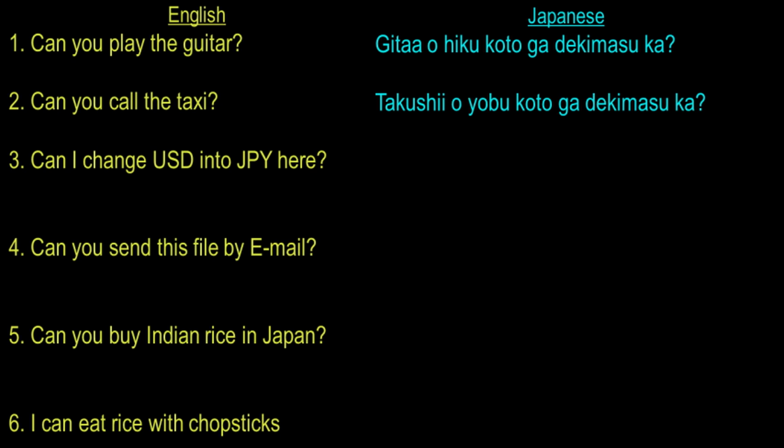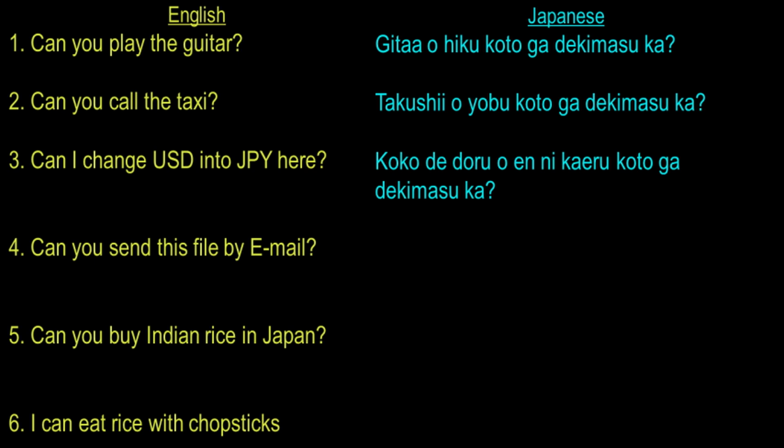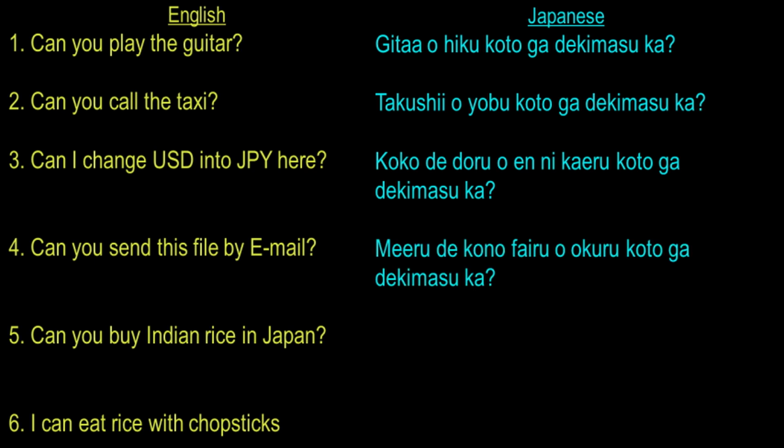Let us go to the third sentence. Here is koko, USD is doru, JPY is yen, and to change is kaemasu. Since the dictionary form of kaemasu is kaeru, the translation will be koko de doru o yen ni kaeru koto ga dekimasu ka? Let us go to the fourth sentence. Email is meru, this is kono, file is fairu, and to send is okurimasu. Since the dictionary form of okurimasu is okuru, the translation will be meru de kono file o okuru koto ga dekimasu ka?